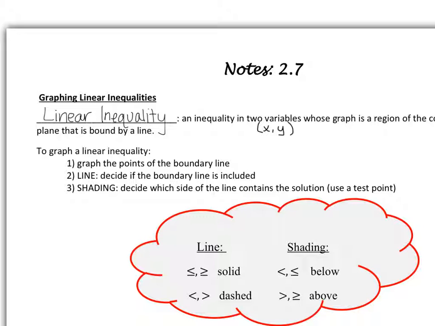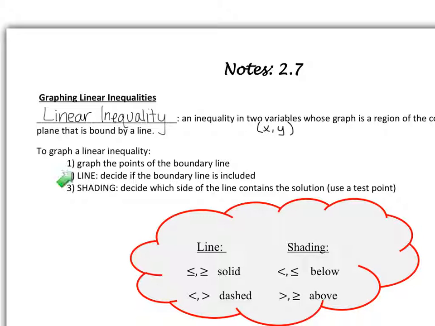Here are the steps to graphing linear inequalities. First, we're going to graph the points of the boundary line. Okay, so we're going to graph points. We're not going to connect them yet. We're just going to give ourselves like a skeleton.